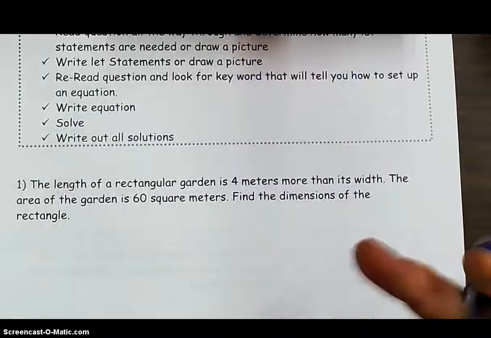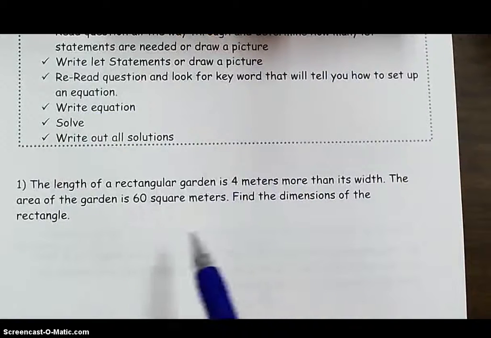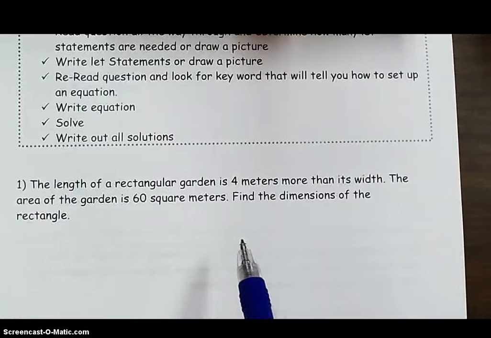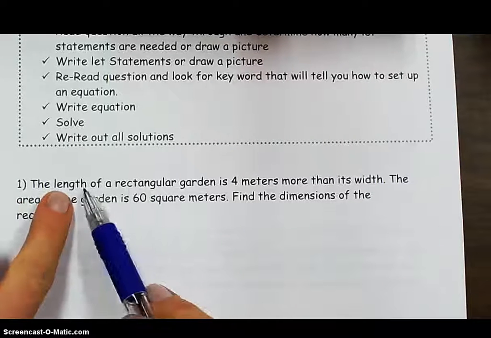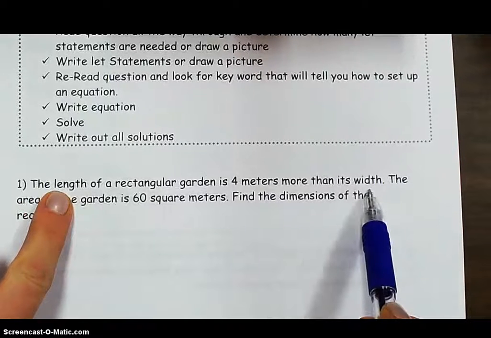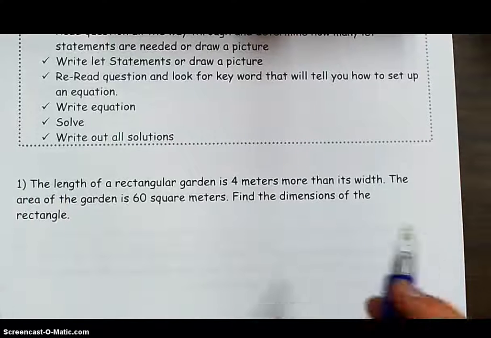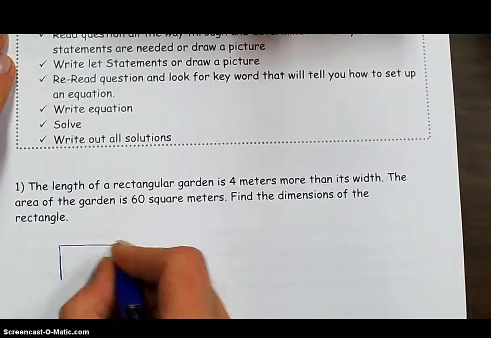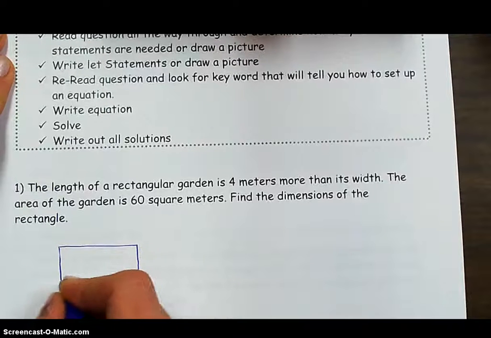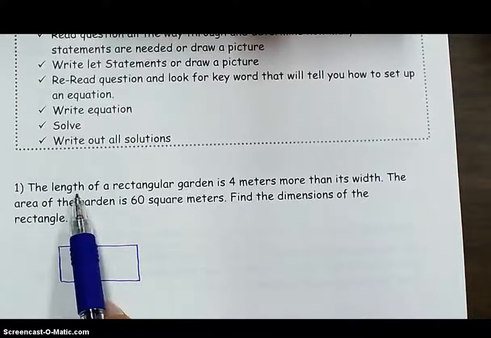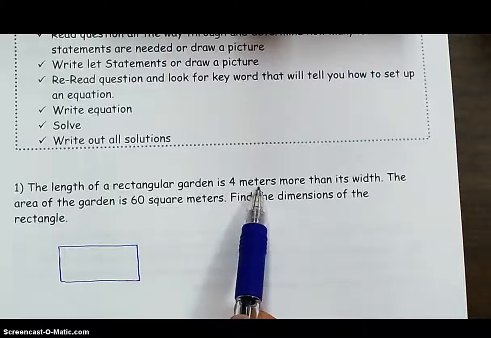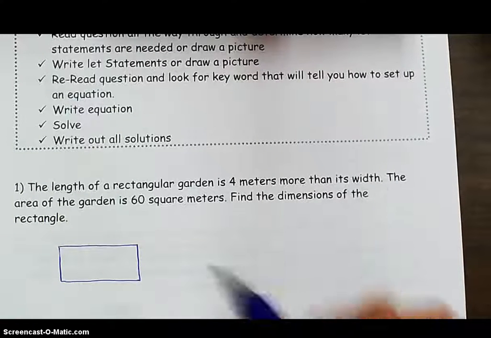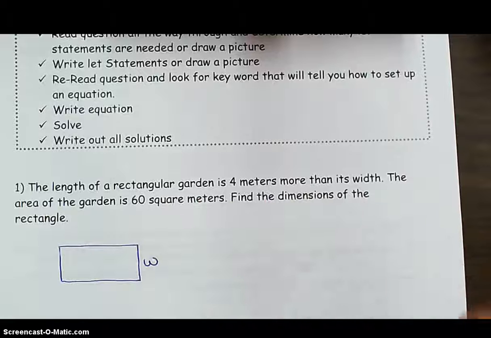All right, so for this one, we are going to have to solve for the length and the width, so there's 2 things. But they're telling us the length in terms of the width. So we don't need 2 let statements, we only need 1. But in this case, I'm actually going to draw a picture instead of writing out my let statements. So here's my rectangular garden. The length of the rectangular garden is 4 meters more than its width. So it does not describe the width at all, so my width is going to be W.